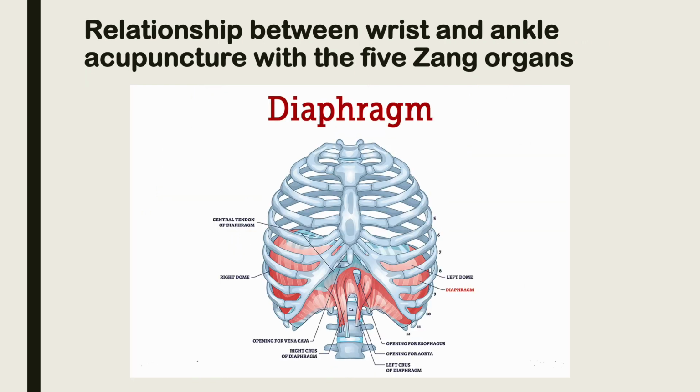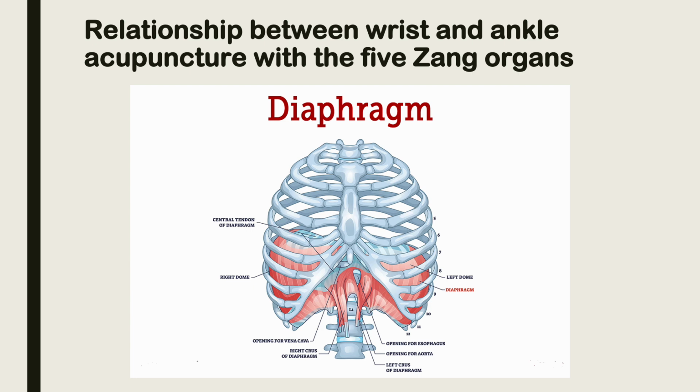The relationship between wrist and ankle acupuncture with the 5 Zang organs. The 6 longitudinal areas are divided at the diaphragm, with the upper area containing the heart and lung, and the lower area containing the liver, spleen, and kidney. This is the same as the 6 hand meridians and the 6-foot meridians with relation to the organs.